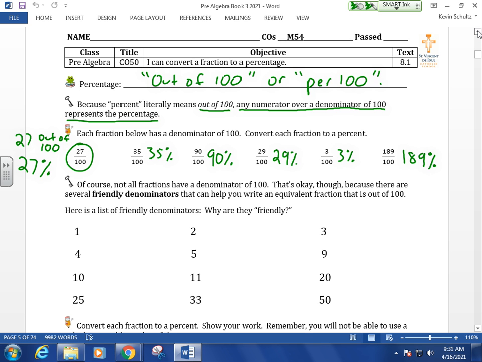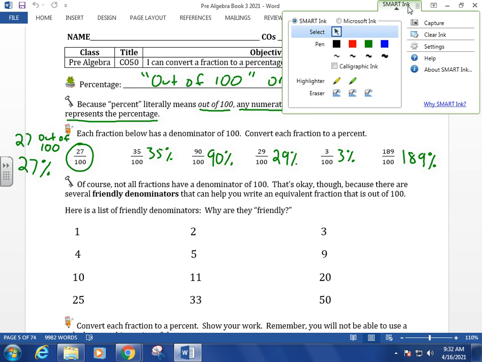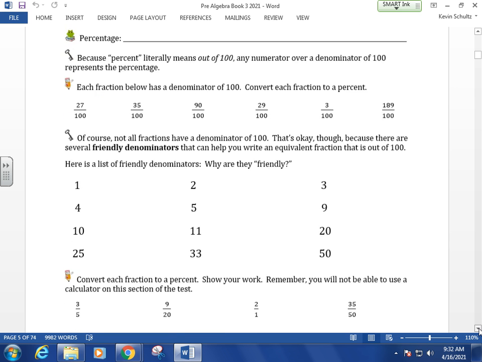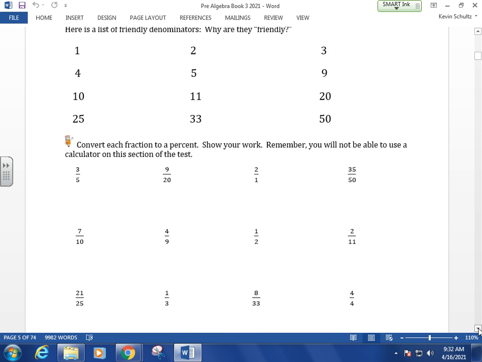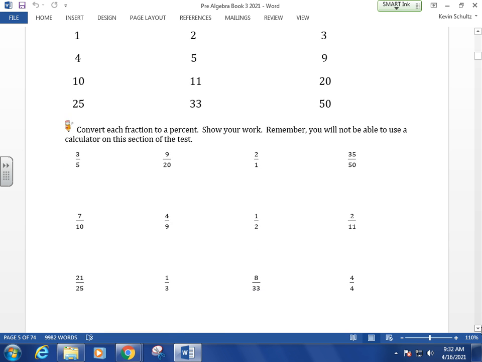However, you look down the page in the homework section and you see there are a whole bunch of fractions there that don't have a denominator of 100. Which is why we have what are called friendly denominators here. These denominators are friendly because we can get to 100 pretty easily from them, right? For example, looking at this first one here, 3/5. This is not 3% because it's 3 out of 5, not 3 out of 100.